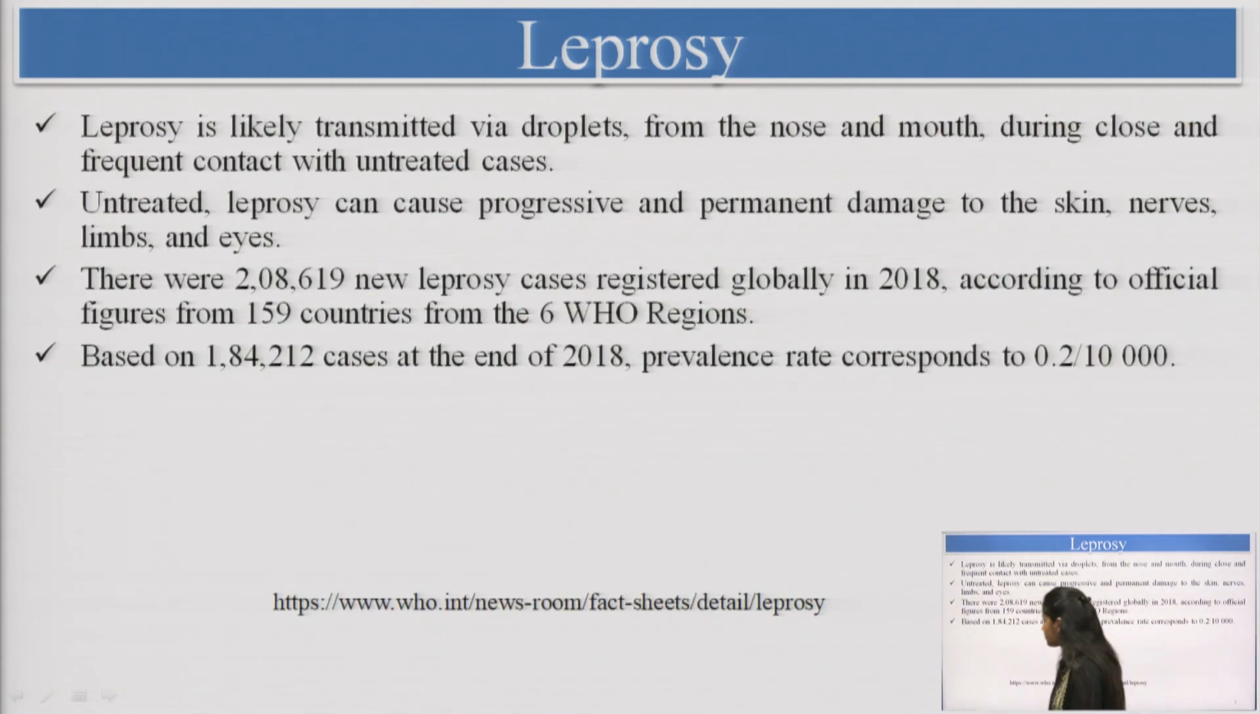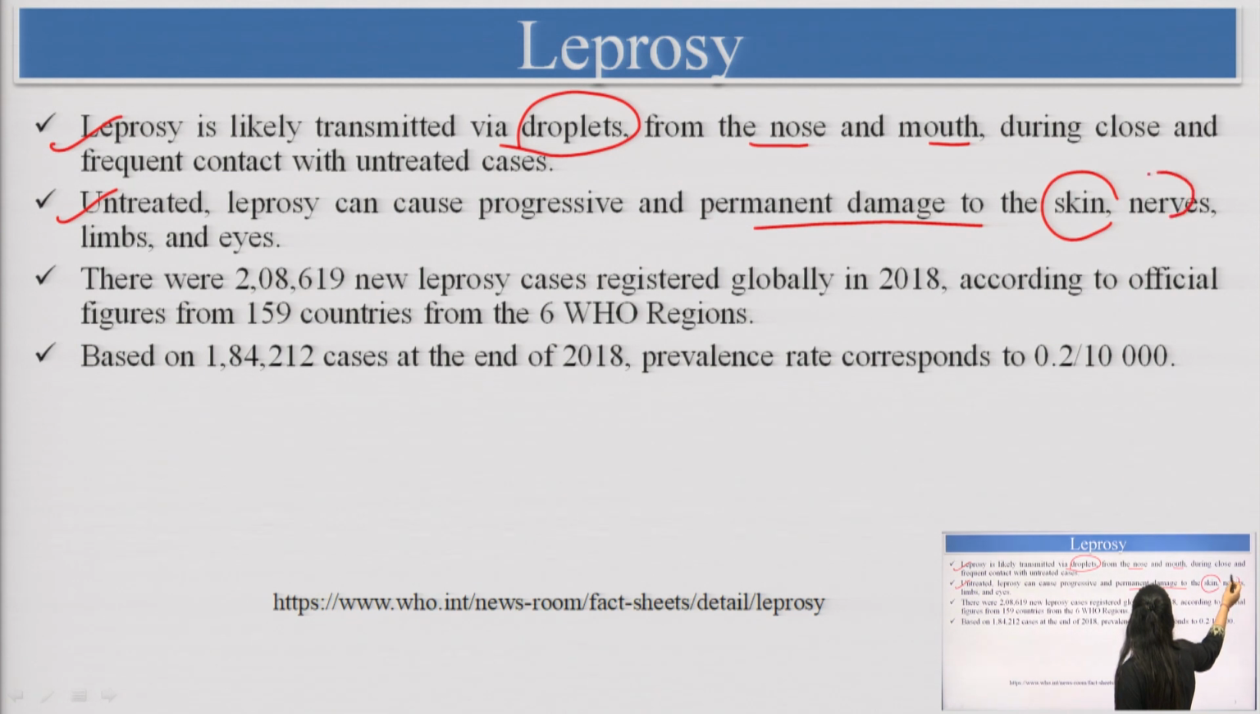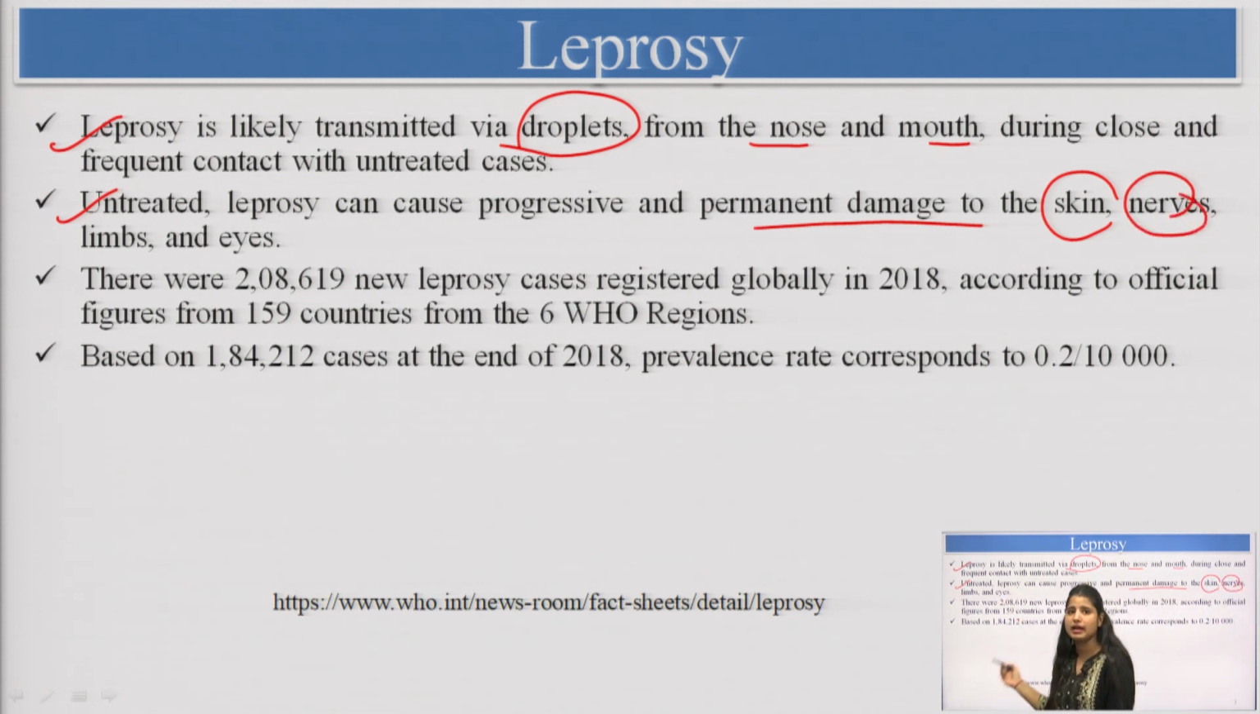Before this, there is some data on leprosy. Leprosy is likely transmitted via droplets from the nose or the mouth during close contact with a person affected with leprosy. Untreated leprosy can cause permanent, progressive damage to the skin, nerves, limbs or the eyes.